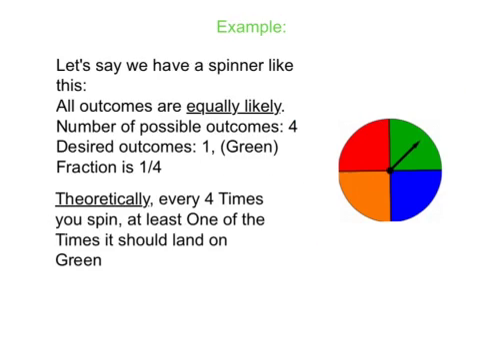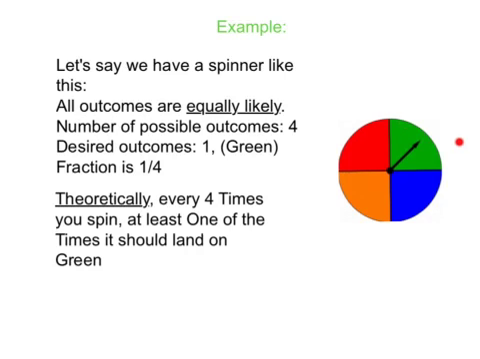Here's an example. Let's say we have a spinner like this, where all outcomes are equally likely. That means the probability of the spinner landing on any color is the same. So we are going to use our step-by-step procedure in the last slide to find out the fraction of landing on the color green. So let's look at step number 1, which is the number of possible outcomes. So I know that there are 4 possible outcomes because there are 4 colors on the spinner that can be spun.